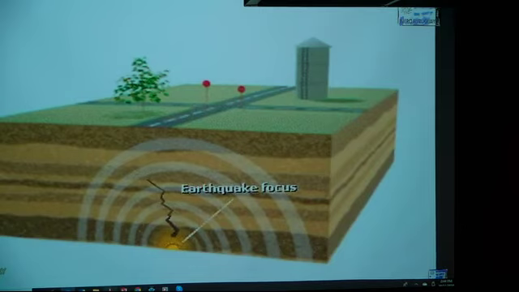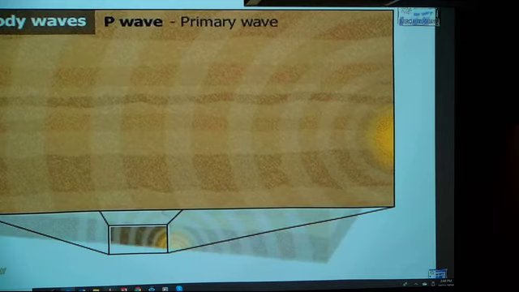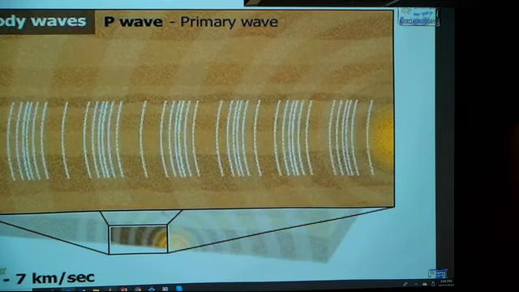The point of release is known as the focus of the earthquake. The energy released by the earthquake radiates from the focus as body waves. There are two types of body waves. The fastest wave is called a P wave, or primary wave. It moves between 4 to 7 kilometers per second, depending on the density of the rock it's moving through.